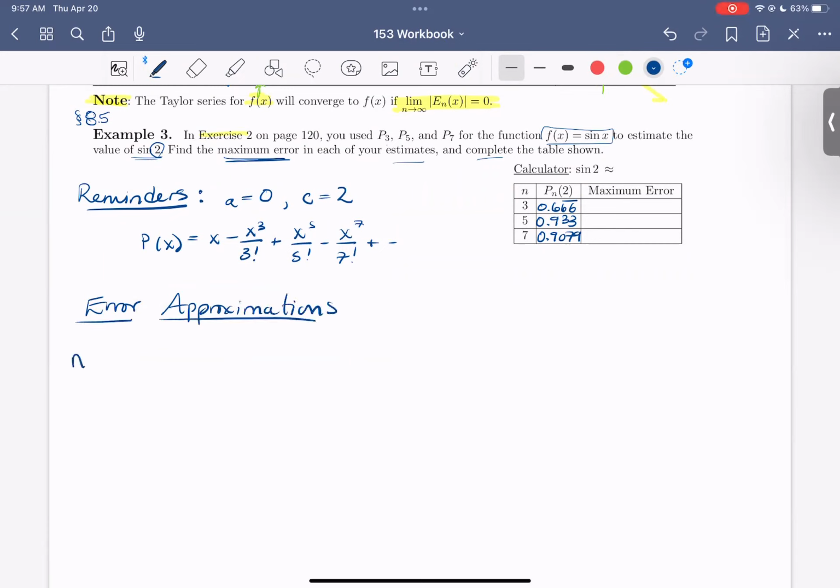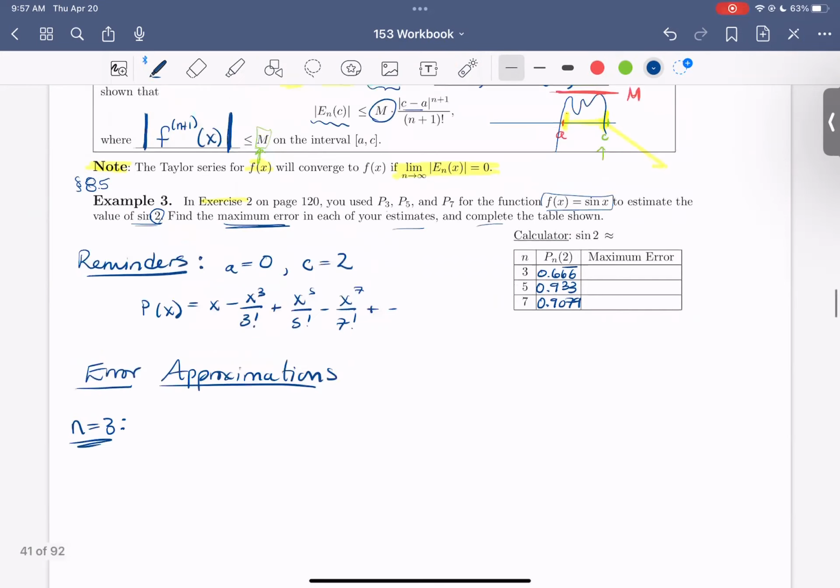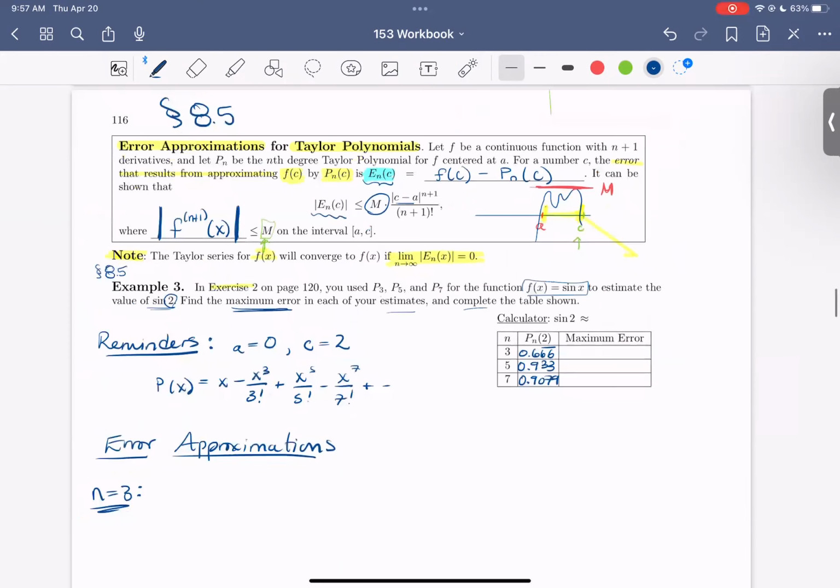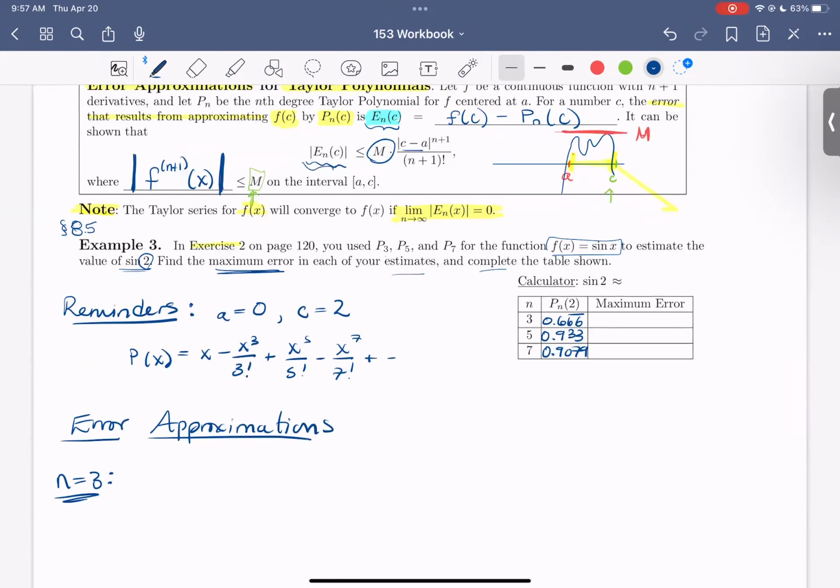Okay, so let's start with when n equals 3. So when we're looking at n equals 3, we want to find E sub 3 of 2. To do that, we need c, a, n, and M. Most of these things we know: c, a, n. We need to determine M. To do that, we need to look at the (n plus 1)th derivative of our function. So we'll just make some notes here on the side. This is kind of some scratch work.